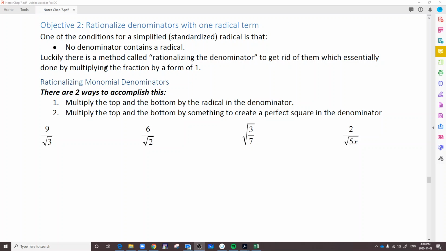Objective 2 in this section, we're going to move on from multiplying to dividing. Now, we've already done a lot of dividing with radicals, so these are going to be very specific division questions where you end up with a radical in the denominator.